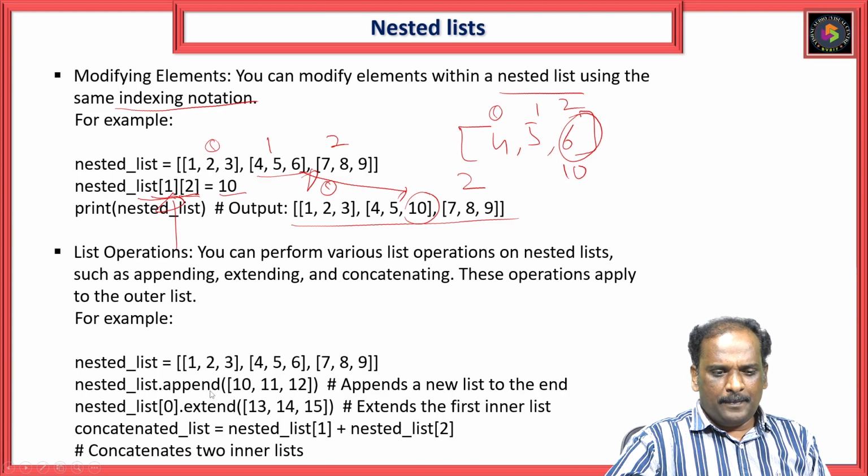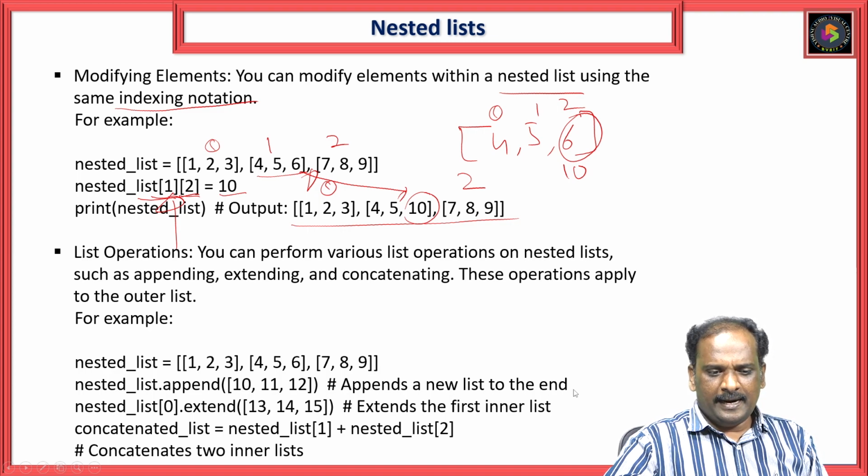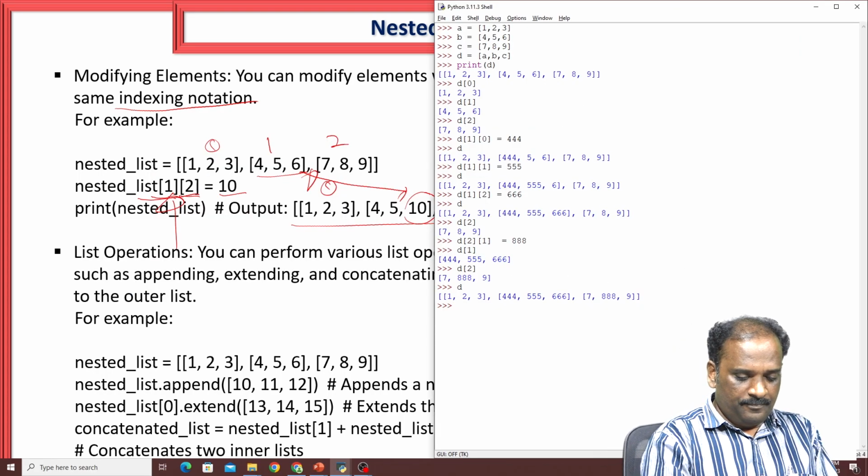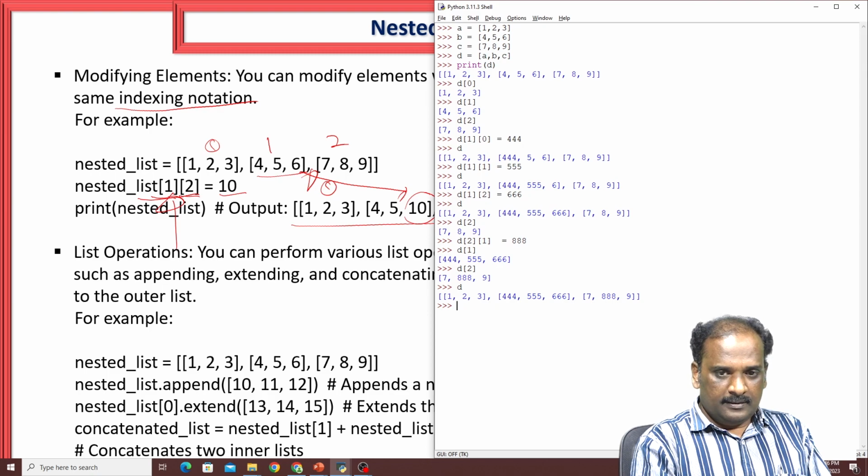Now here, using append, nested list dot append. So which element is appended? 10, 11, 12. What is 10, 11, 12? It is a list. Now nested list dot append will add the sublist at the end of this nested list. It appends a new list to the end. Now we shall see this in the interpreter.